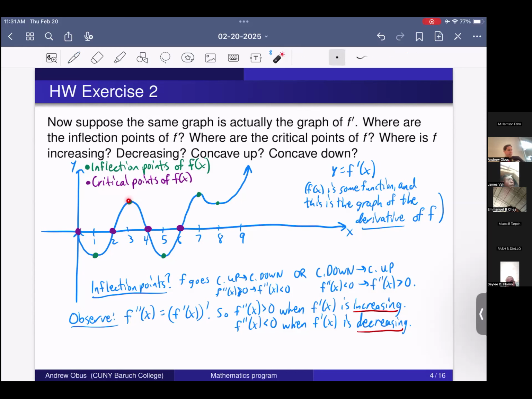It's a little confusing, right? Because the inflection points of f are actually the critical points of f prime. They're related to each other that way. Okay, questions so far?